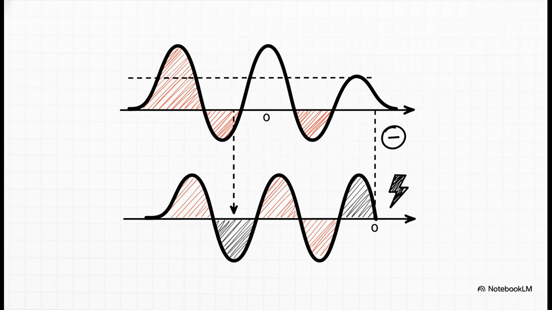Okay, but here's where it gets really interesting. Let's look at the velocity. This second graph shows that the object's speed is totally out of sync with its position. I mean, think about it.